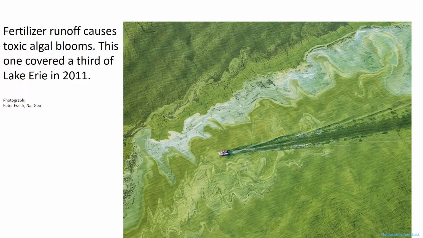So in this image, you see the effects of a fertilizer runoff that covered a third of Lake Erie in 2011. That fertilizer runoff caused a toxic algae plume. And as you can imagine, everything living below the plume on the sea floor or in the water column would be choked by these toxins.